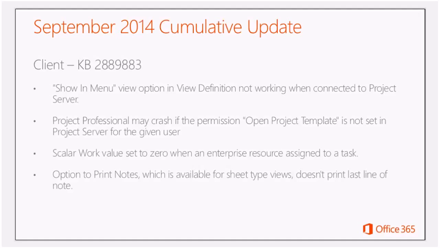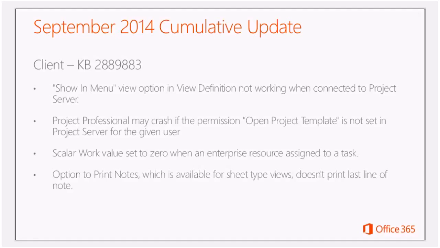The last item here on this page is that if you choose to print notes, and this is a page setup option available for sheet type views within Project Professional and Project Standard, it doesn't print the last line of your note. So within the notes dialog, or within, let's say, the task information dialog box, there's the notes tab, and there you can enter in some rich text. So you can put in bullet points and other things, just to say what you're doing with the task and so forth. Well, it would not print the last line, so that could be a problem if the last line told you exactly what you needed to know about that task.